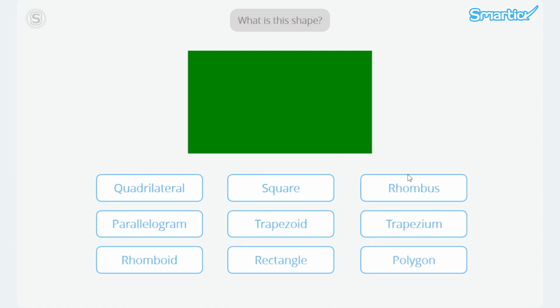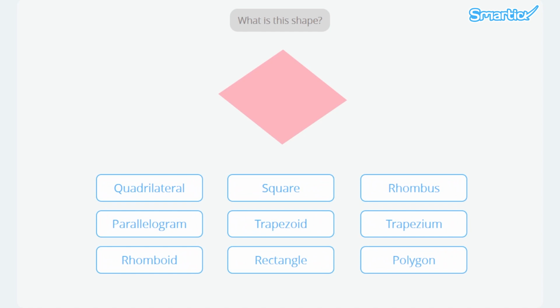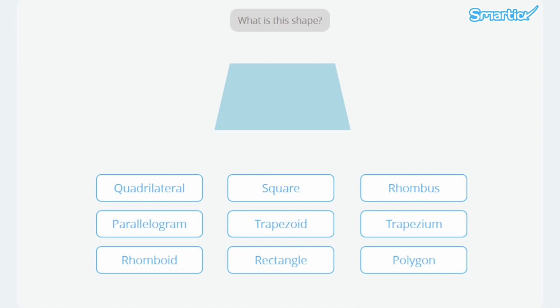Now it's time to practice what you've learned. How can we classify this shape? Select all the correct options. This shape is a polygon. It has four sides, so it's a quadrilateral. Its sides are parallel to the opposite one, so it's a parallelogram. It is also a rectangle. And lastly, it's a rhomboid. And this one? Remember to select all the correct options. It's a polygon. It's a quadrilateral. It is a parallelogram. And finally, how can we classify this shape? Not all sides are parallel, so it's not a parallelogram. It's a trapezoid.